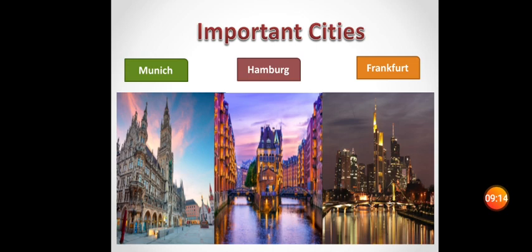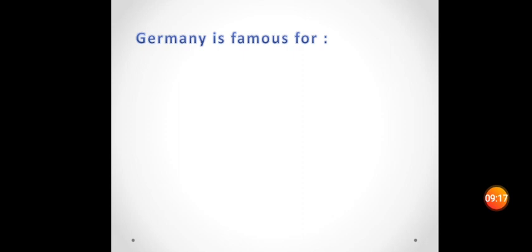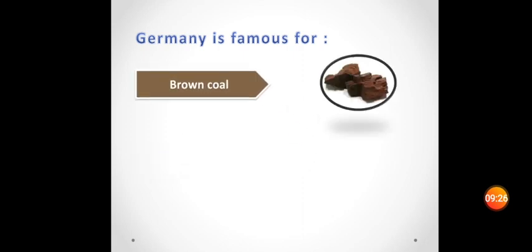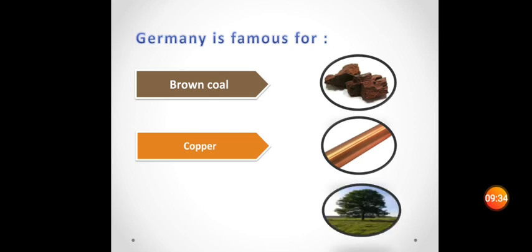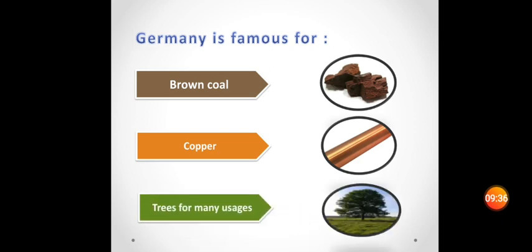Okay, let's continue. Now we have the things that Germany is famous for. So Germany is famous for, number one, brown coal. We know the black coal; here we have the brown coal, and copper, and trees for many usages. Actually, Germans cut the trees for paper and for furniture. And I think you know the furniture.